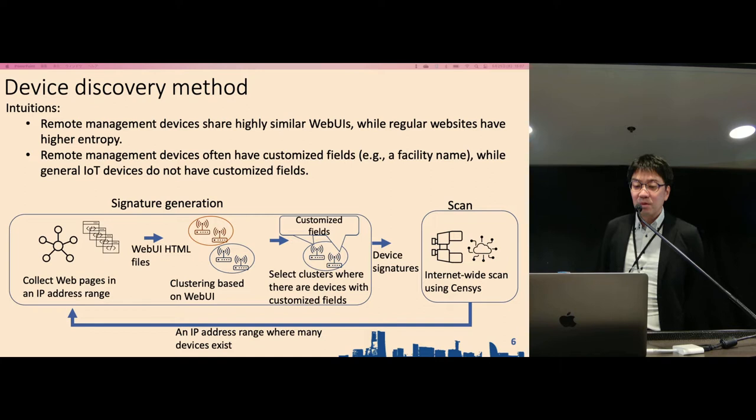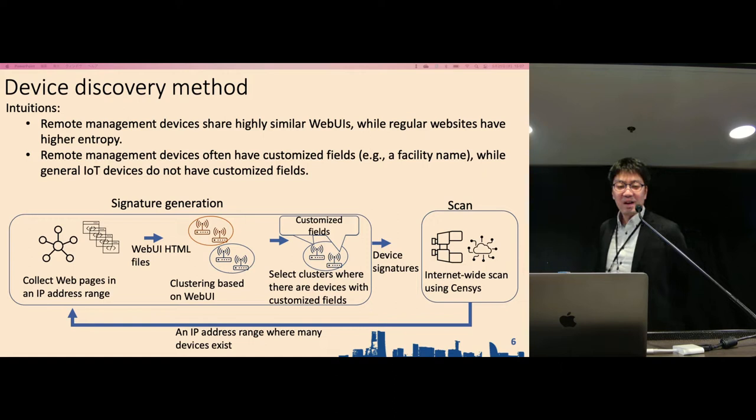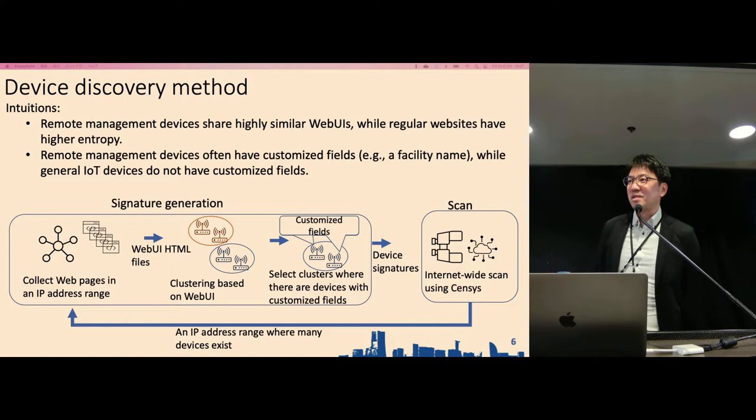Then we select clusters where there are devices with customized fields, because remote management devices often have a customized field, for example, a facility name. In contrast, general IoT devices do not have customized fields. So using this feature, we can separate general IoT devices and remote management devices. Then, using a unique string, for example, the device model name, we generate device signatures.